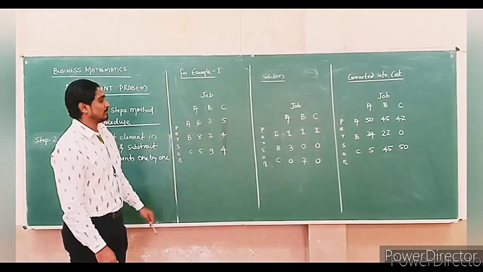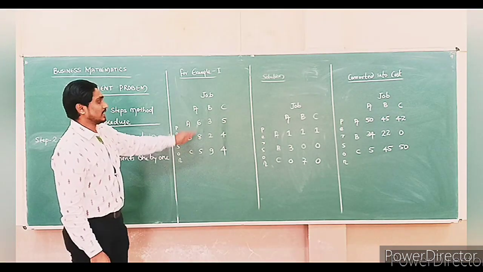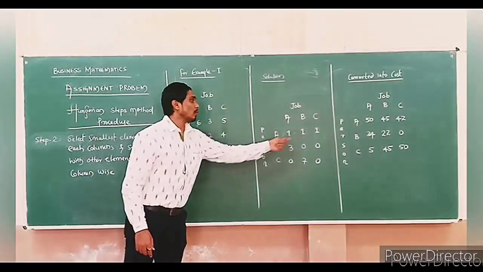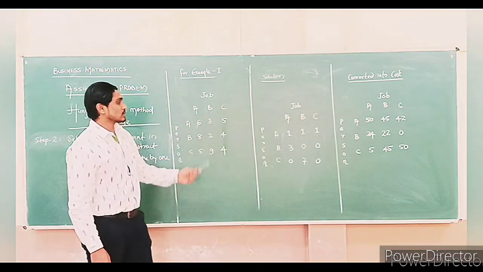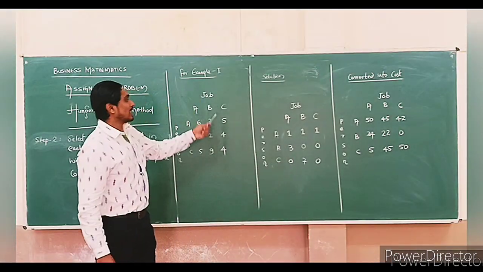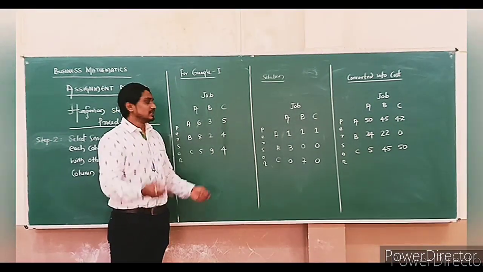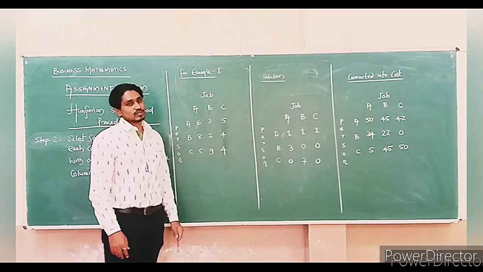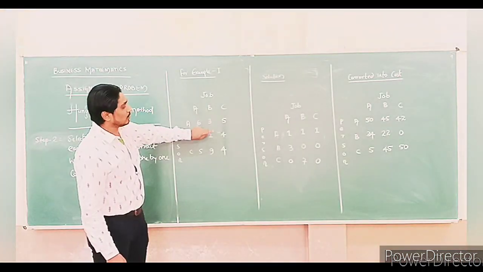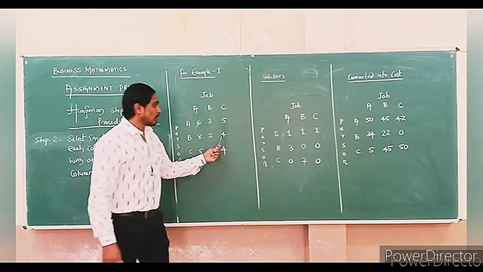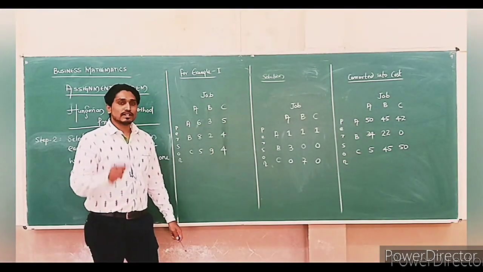Likewise, the second column, the smallest value is 2. 3 minus 2 equals to 1. 2 minus 2 equals to 0. 9 minus 2 equals to 7. Likewise, the third column, there are 2 least values. Either you select this 4 or this one. Okay, 4 is 4. 5 minus 4 equals to 1, 4 minus 4 equals to 0, and 4 minus 4 equals to 0.